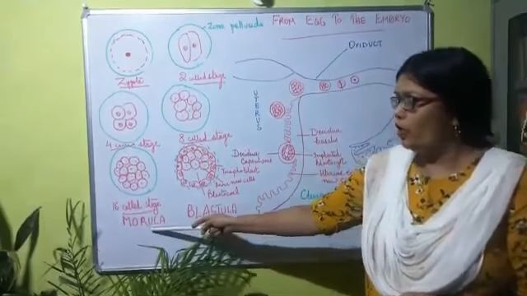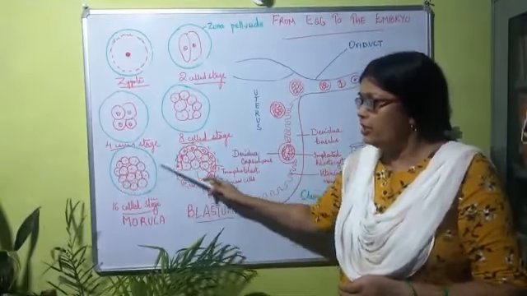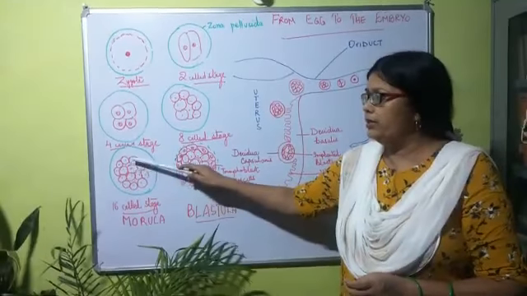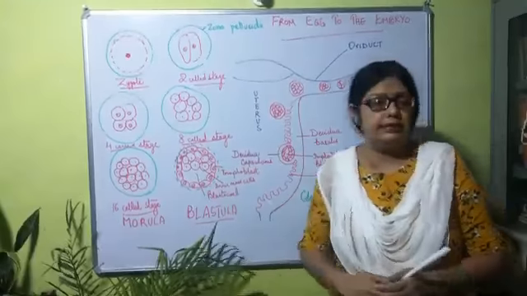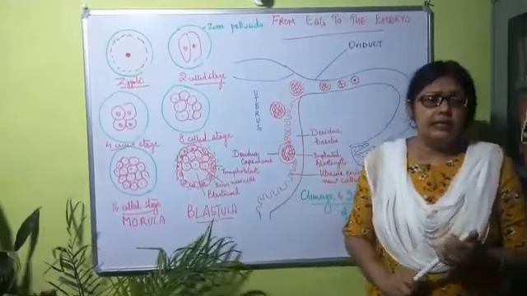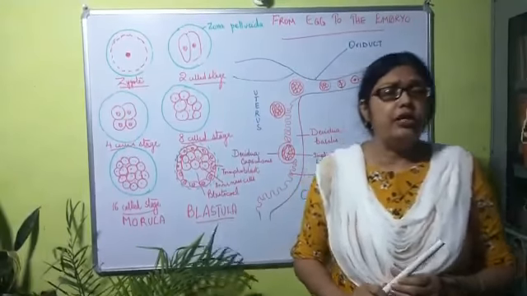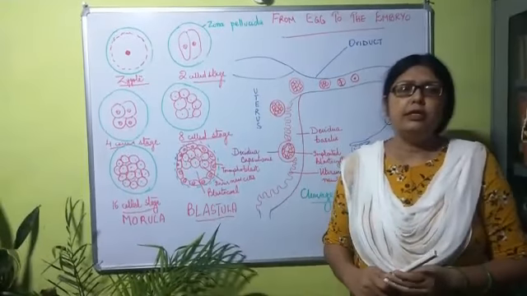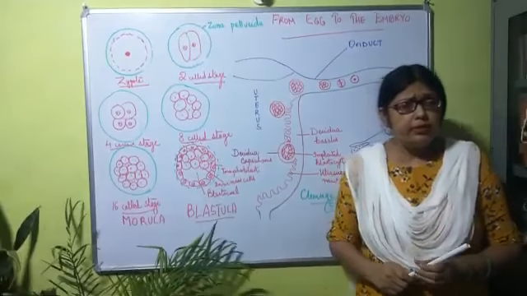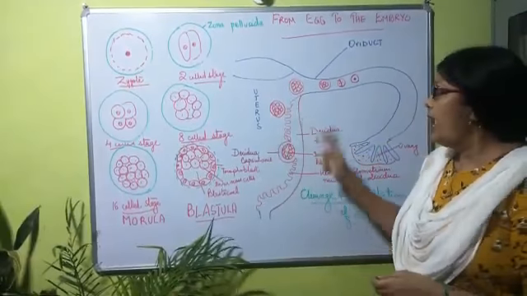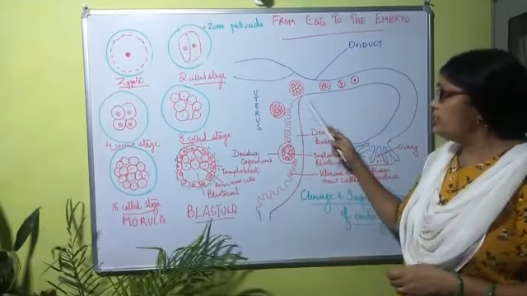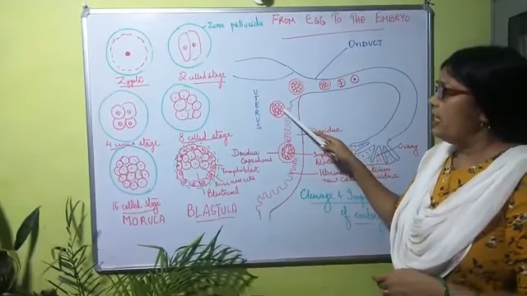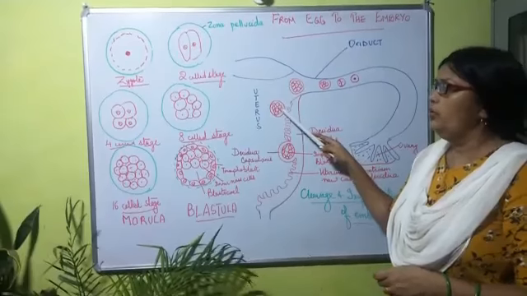So this is morula, a 16 cell stage where cells are arranged in 2 layers, inner ones and outer ones. This 16 cell solid ball-like structure resembles a mulberry fruit, and so it is known as morula. What happens at this morula stage? This is the morula stage where the egg reaches into the uterus.